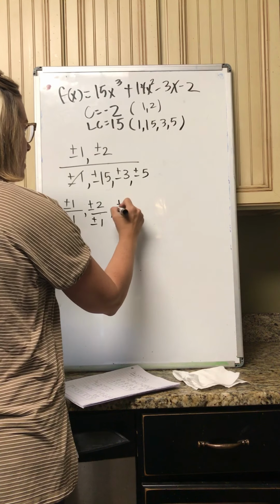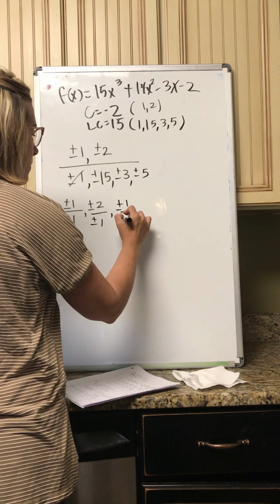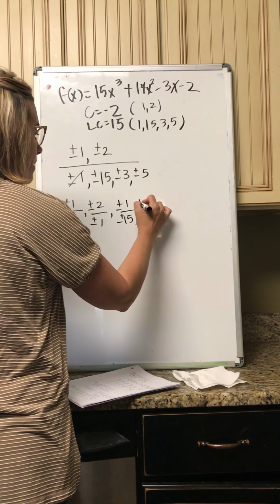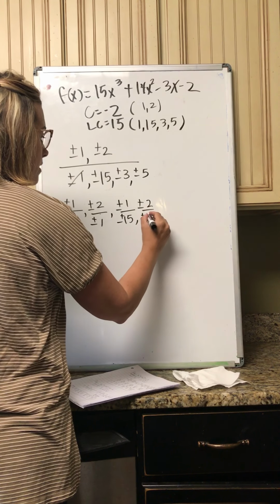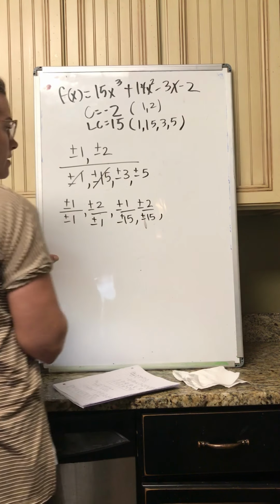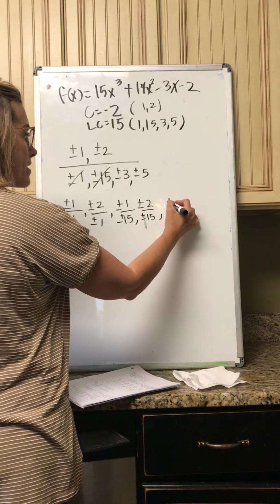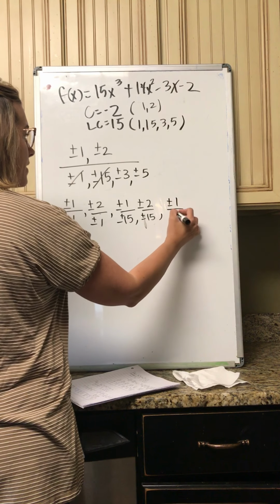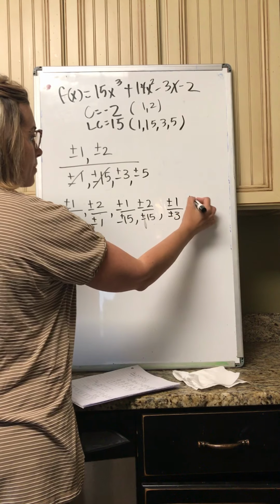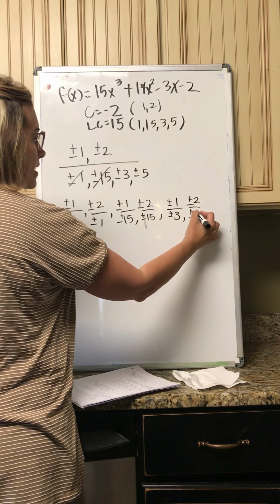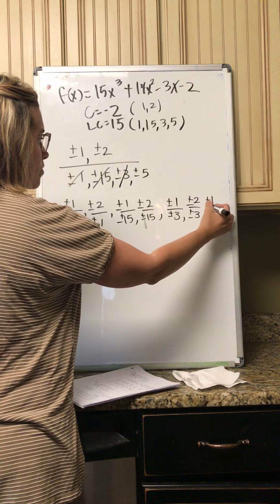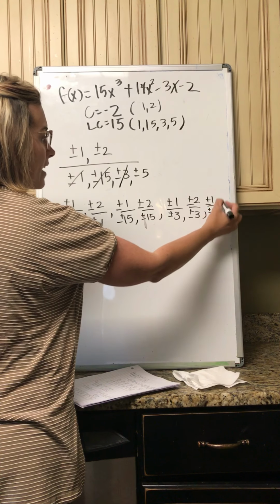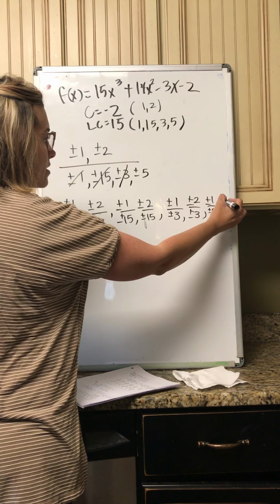Now, plus or minus 1 divided by plus or minus 15, and plus or minus 2 divided by plus or minus 15. So we've used this denominator. Plus or minus 1 divided by plus or minus 3, and plus or minus 2 divided by plus or minus 3. We've used this one. And this is plus or minus 1 divided by plus or minus 5, and plus or minus 2 divided by plus or minus 5.